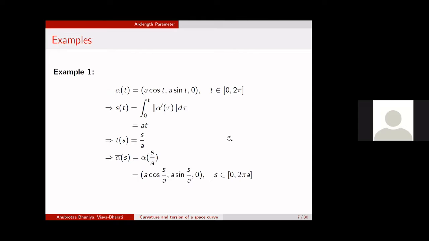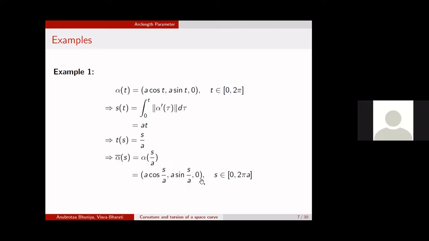Let me demonstrate it with an example. Let me take the circle of radius a. So here the arc length becomes, at any point t, the integration from 0 to t, where I have taken 0 as the initial point, of norm alpha dash tau d tau. Then norm alpha dash tau is equal to a, so the integration becomes s(t) equal to at. So we can write t as s by a. Thus our alpha bar s becomes alpha of s by a, and that is nothing but this point.